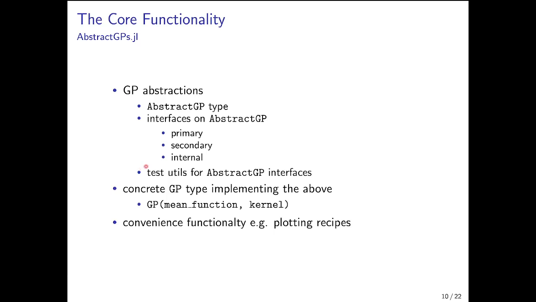And then, as with kernel functions, we implement a concrete GP type, which utilizes these test utils. It implements the internal interface, which means that it also implements the primary and secondary interfaces. This is your basic GP type. It's your go-to GP. It has a mean function and a kernel from KernelFunctions.jl. And it can do all of the standard things you'd expect a GP to do.